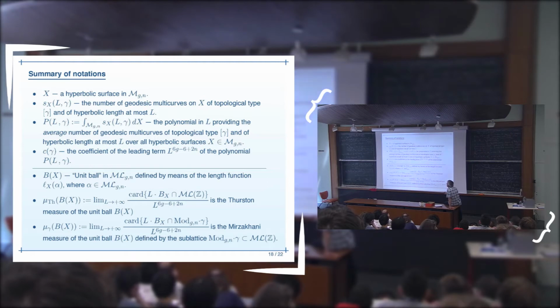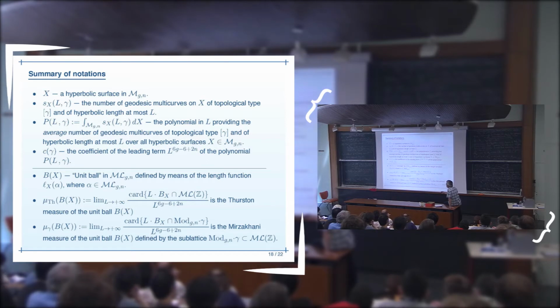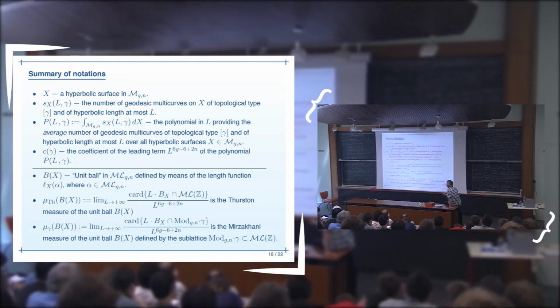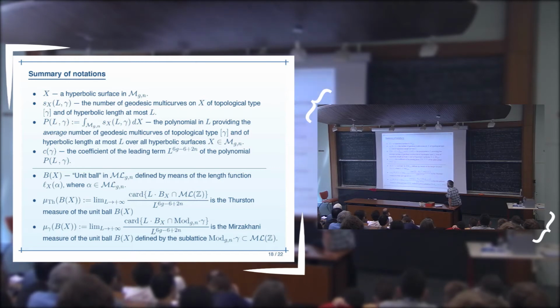Now, we define a unit ball in the space of measured laminations, defined in terms of an individual hyperbolic metric X. When we change the hyperbolic metric X, we change this subset. So it's defined by means of the length function L_X. And this is the Thurston measure of the unit ball. It's the number of points, not in the unit ball, but in the ball of radius L, intersected with integer measured laminations. And this is the Mirzakhani measure of the unit ball. It's almost the same thing, except that we take the ball of radius L and intersect not with all integer points, but only with integer points which belong to the orbit of gamma.